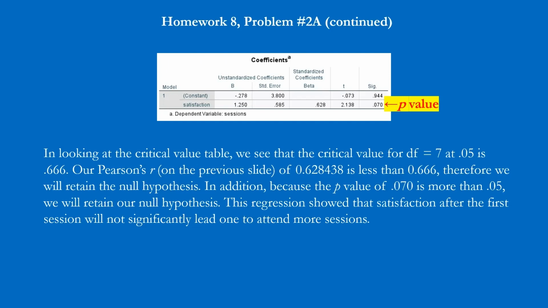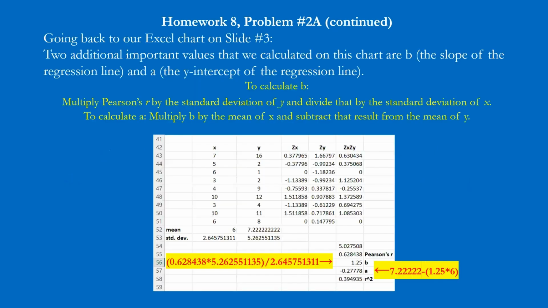In looking at our critical value table, we see that the critical value on the table is 0.666, and our Pearson's r was less than that. In addition, our p-value is 0.070, which is more than 0.05. Because of those, we will retain our null hypothesis, and this regression showed that satisfaction after the first session will not significantly lead one to attend more sessions.